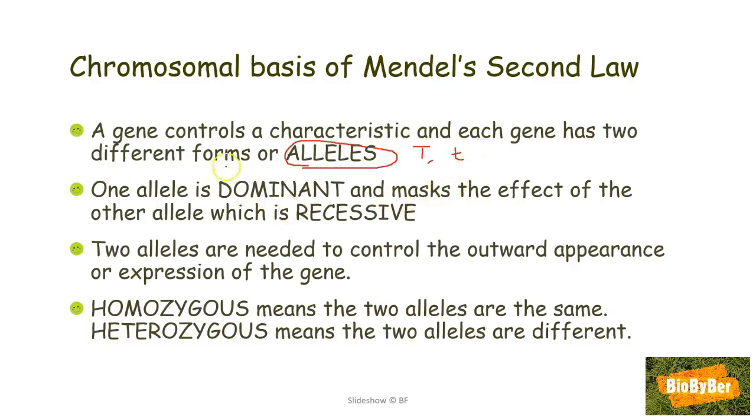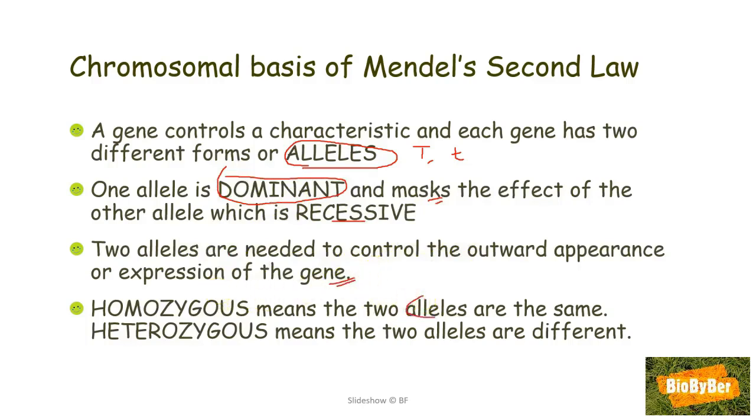One allele is dominant and it masks the effect, or bullies the effect, of the other allele, which is recessive. Two alleles, or two forms of the gene, are needed to control the outward appearance, or the expression, of the gene. So to be tall or to be small, you have to have the two alleles.